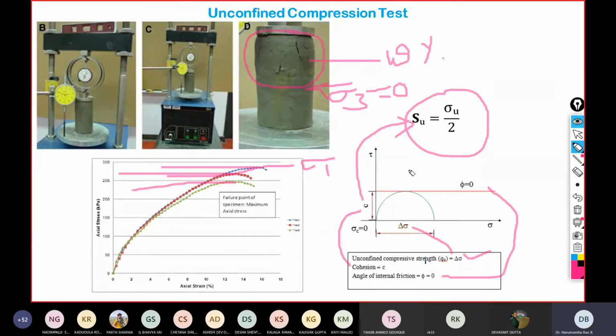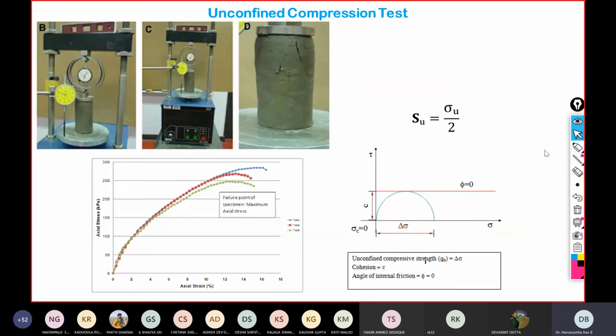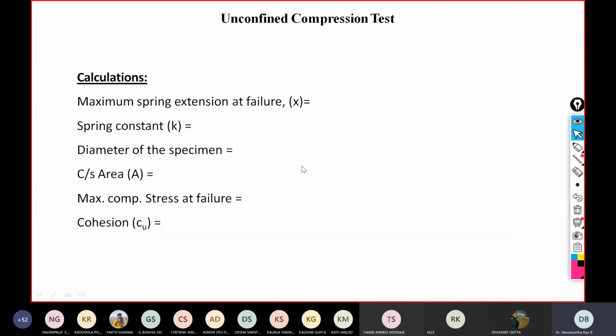Is this part clear now? So now these are the calculations. There is no spring constant here. Although a spring constant has been shown, it is related to the dial gauge, but nowadays we are no longer using the dial gauge. Then we know the diameter of the specimen, the cross sectional area, and then calculate the maximum compressive stress at failure, which is nothing but applied load divided by the cross sectional area. Then calculate the cohesion.